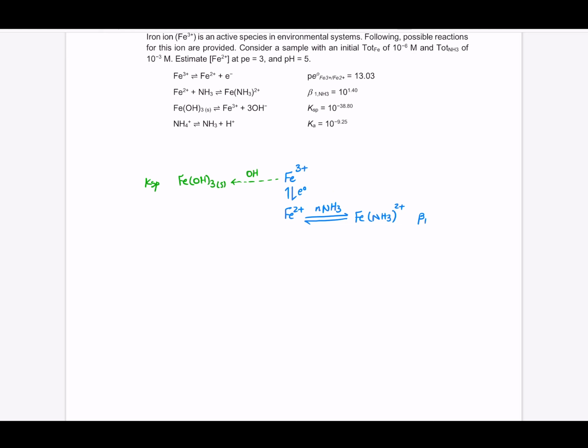Let me just write it in the bottom section. This is a part of an acid-base reaction. We need NH4+ with Ka. So basically we have one complexation, one redox, one acid-base, and one precipitate.